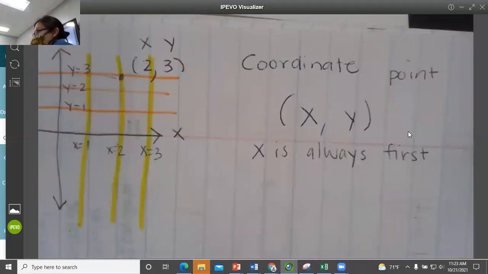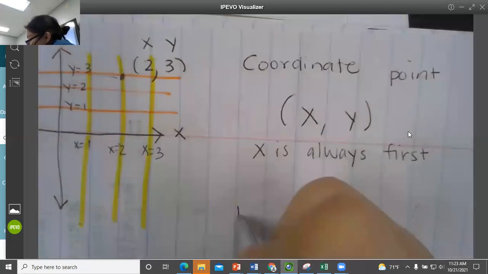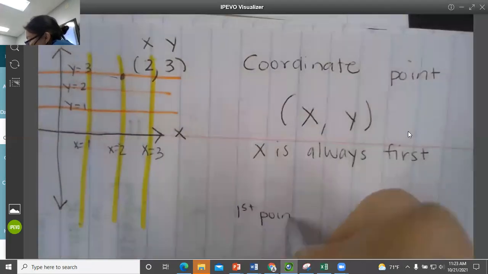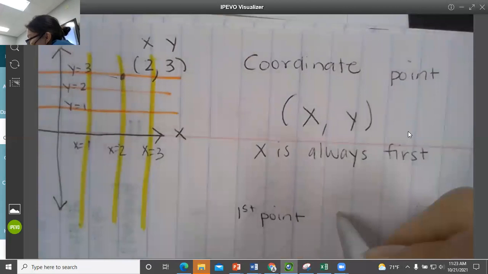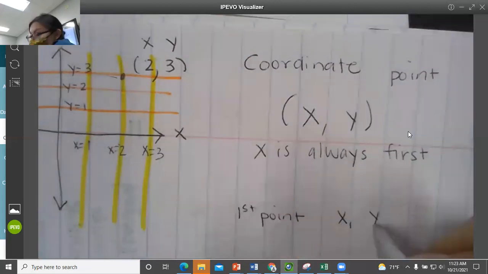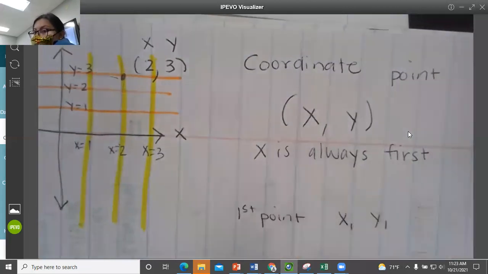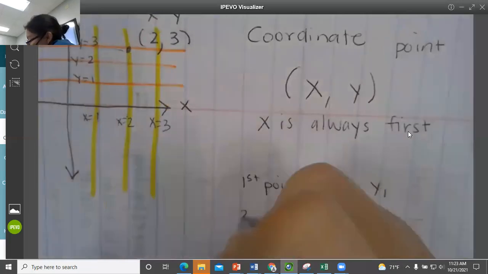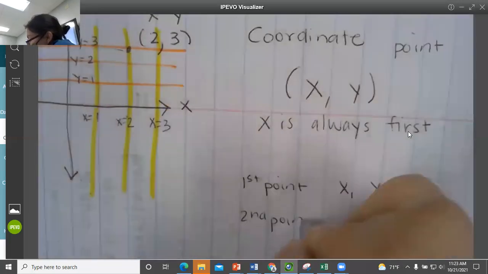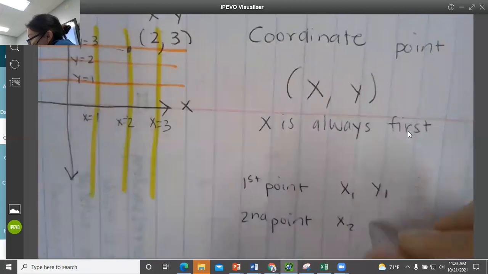Now, what we're gonna do is we're gonna have multiple points. When you have lots of points, so we don't get them mixed up, if we're talking about the first point, then we're gonna label it x1, y1. If we have another point, so we don't get it mixed up, we put x2, y2.